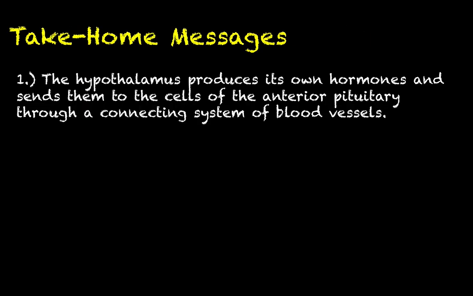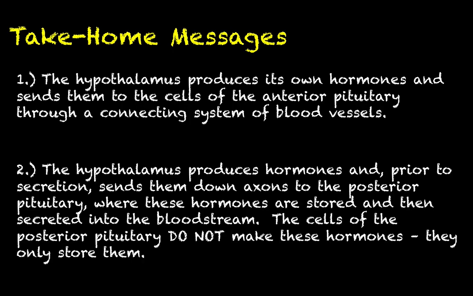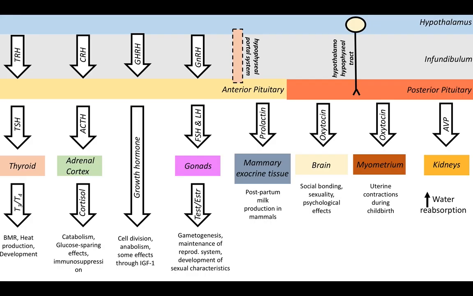So let's go through some take-home messages before we wrap up this video. Number one, the hypothalamus produces its own hormones, and it produces several different hormones, and then sends them to the cells of the anterior pituitary through a connecting system of blood vessels. And then the hypothalamus produces hormones, and prior to secretion, sends them down axons to the posterior pituitary where these hormones are stored until we get the right trigger, and then they are secreted into the bloodstream. So, important thing to recognize here, the cells of the posterior pituitary are not making these hormones. They only store them up once they receive them from the hypothalamus.